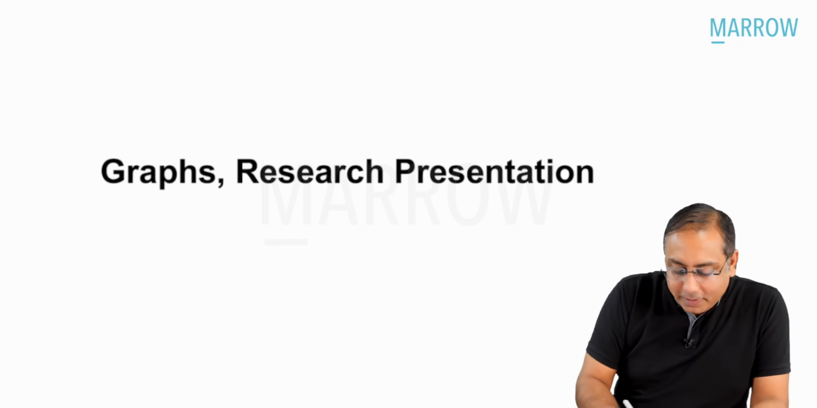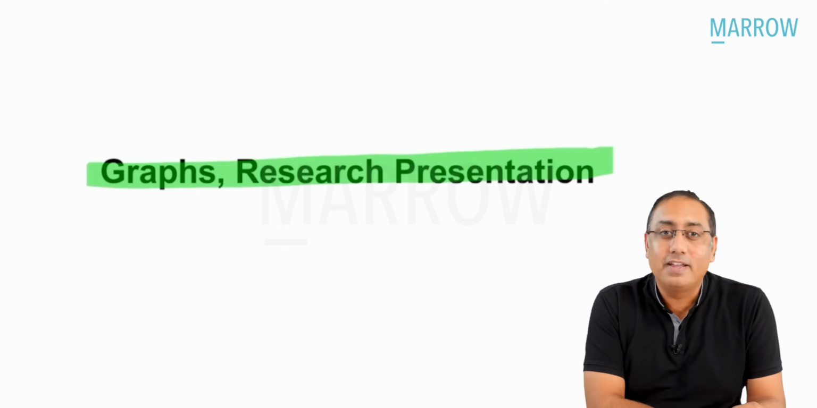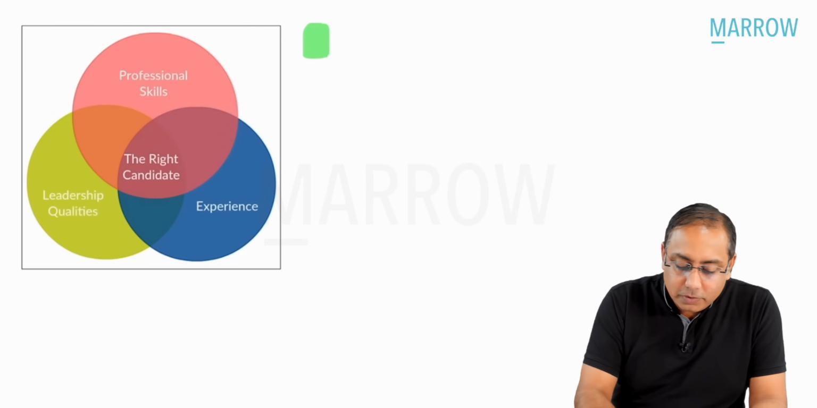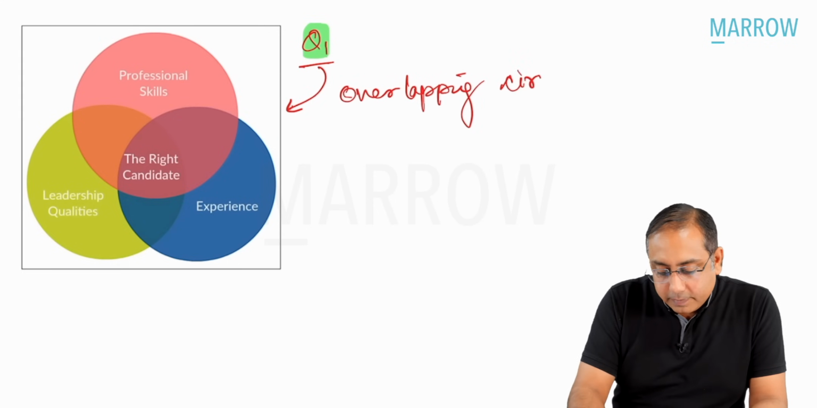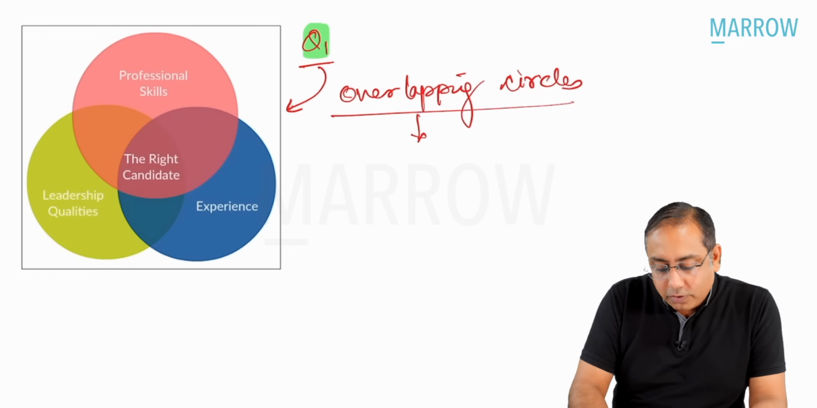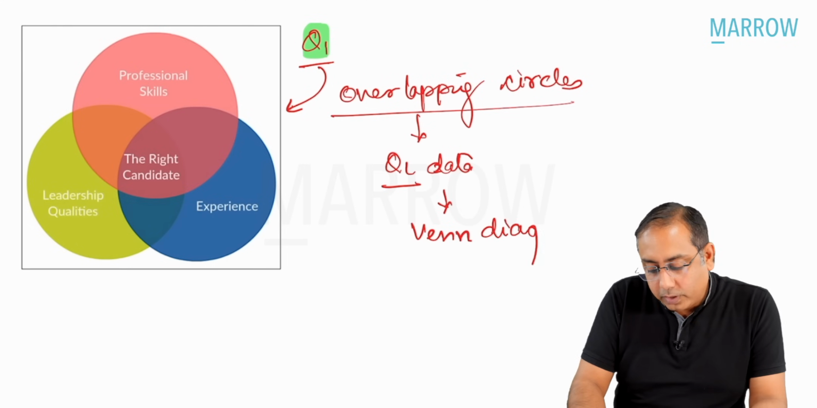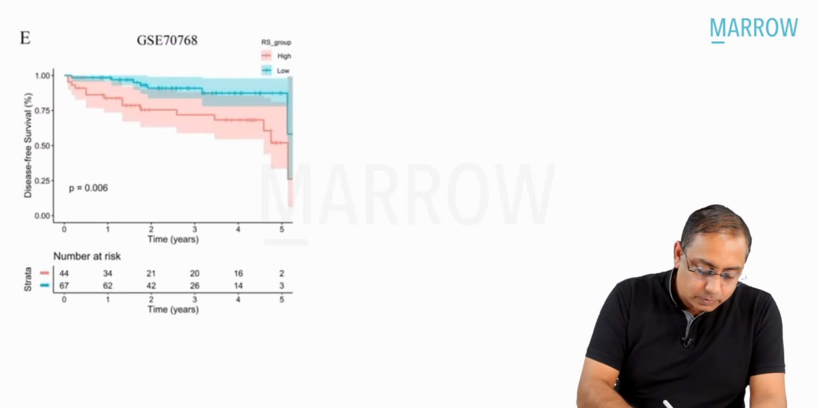Coming over to the next chapter, beta, a lot of questions come from this as well, specifically in your NEET exam or FMG exam: graphs and graphical presentations in medical research. So the first MCQ, very frequently asked: what do you see over here? What we see is overlapping circles, and overlapping circles are for qualitative data. It is called a Venn diagram. It tells us about overlapping qualities.